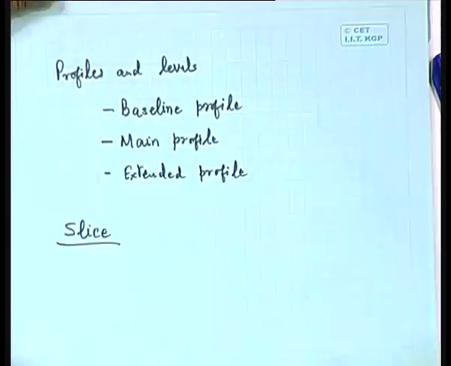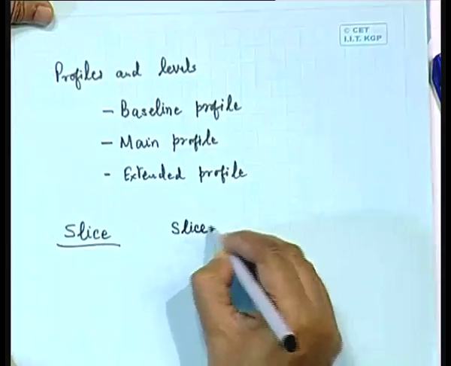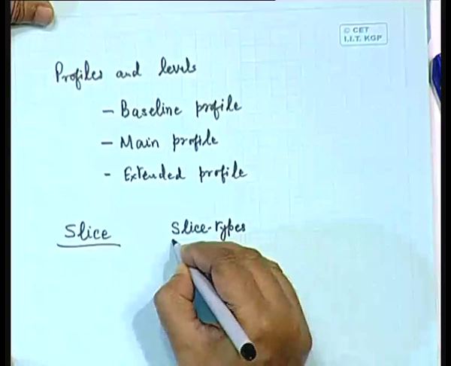The macro blocks may or may not be in the raster scan order. You may have the macro blocks in exactly the raster scan order, but in the case of H.264 that is not mandatory. In fact, you can have slices which can be grouped into what is called a slice group, and the slice group need not include slices which are in the raster scan order. I will give you some examples of this, and let us first talk about the different slice types supported by H.264.